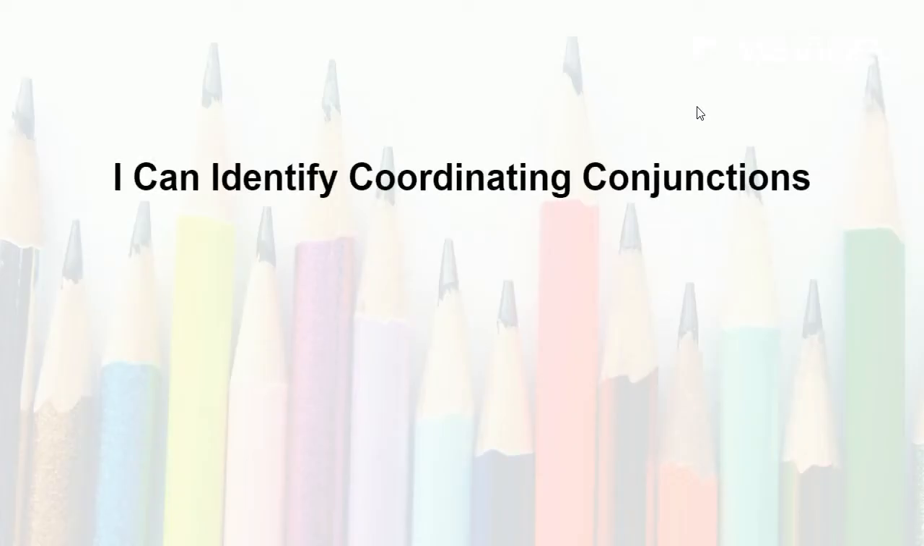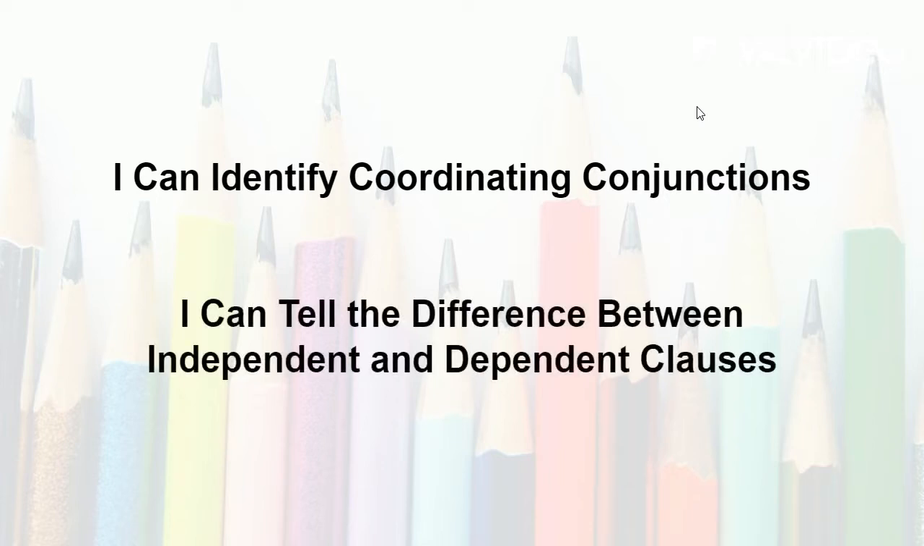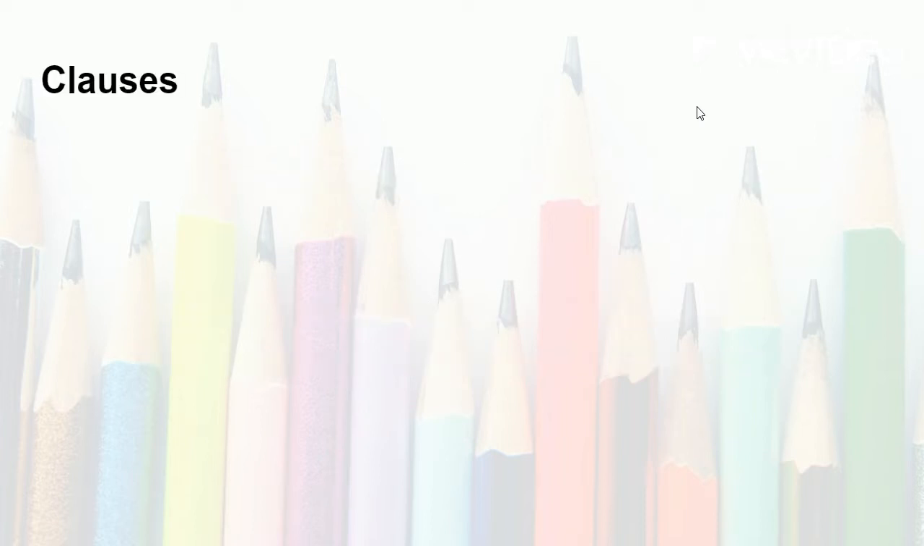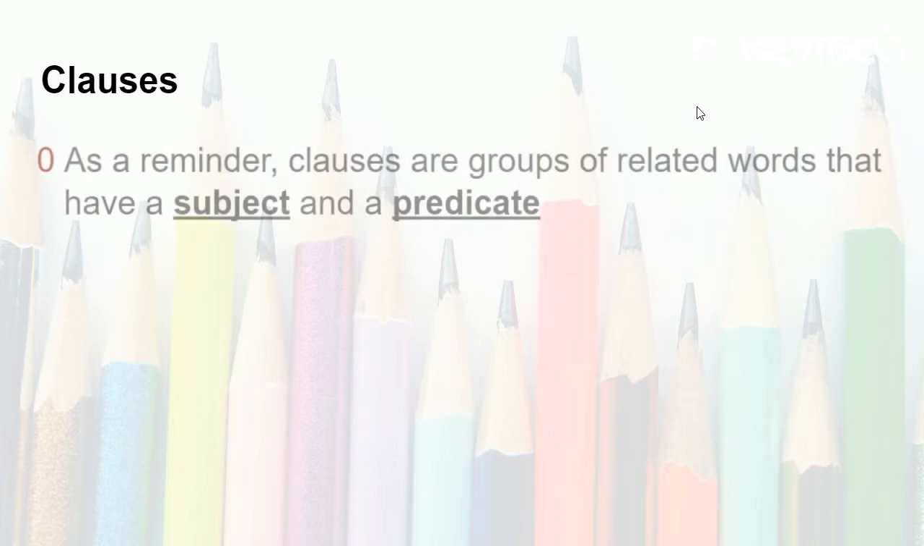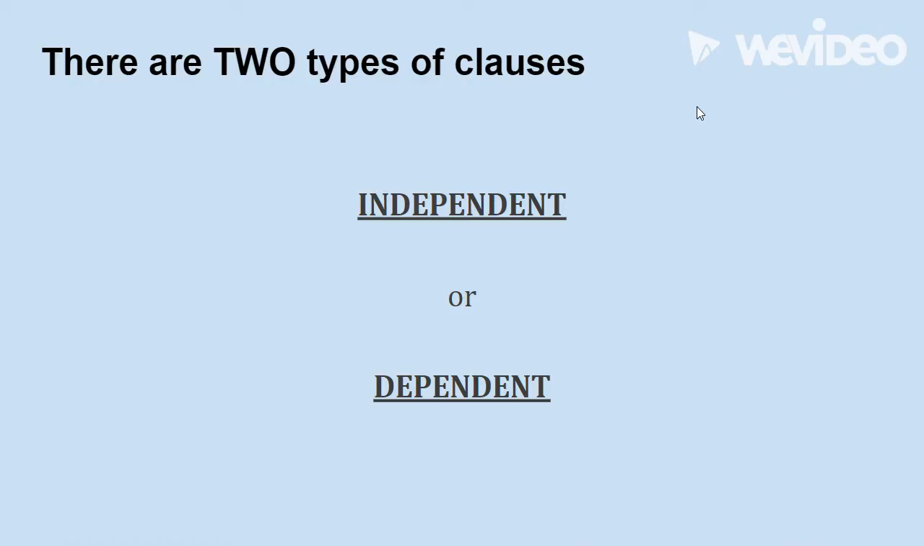All right, everybody, today we are going to work on I can identify coordinating conjunctions, and I can tell the difference between independent and dependent clauses. So we've talked a bit about clauses already, but as a reminder, clauses are groups of related words that have a subject and a predicate. Some clauses can stand on their own and others cannot. So there are two types of clauses.